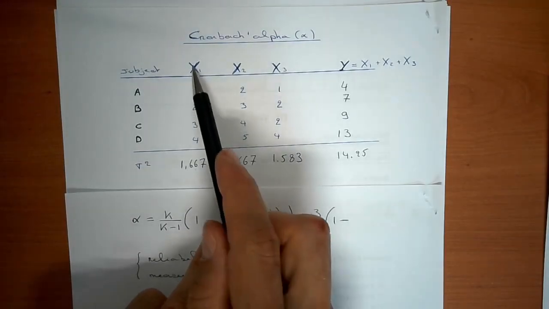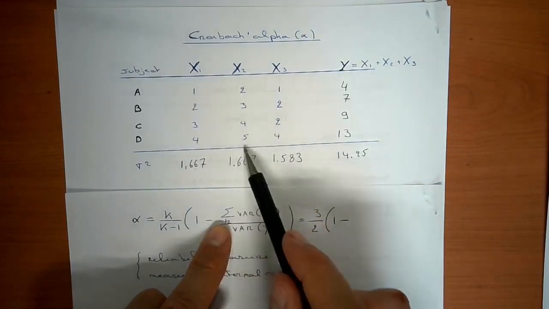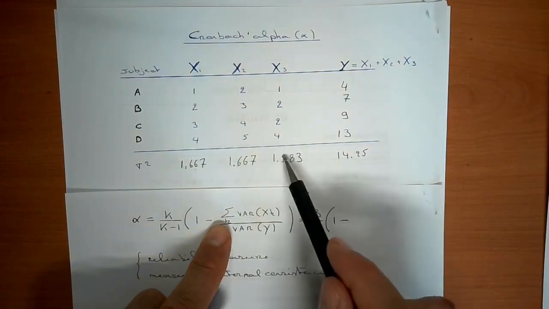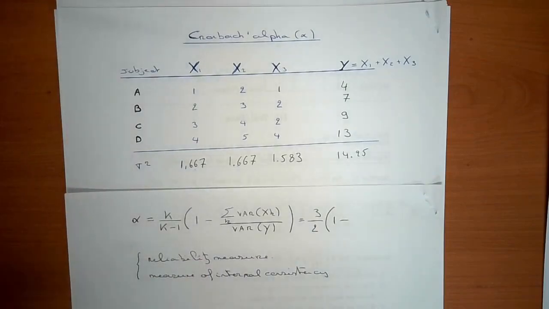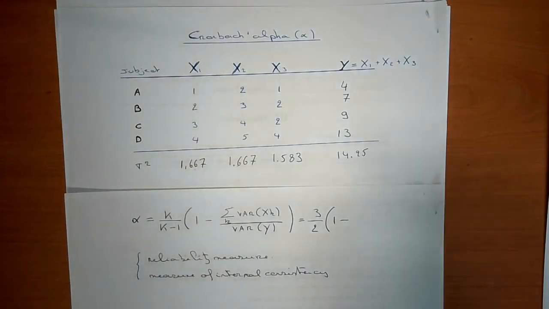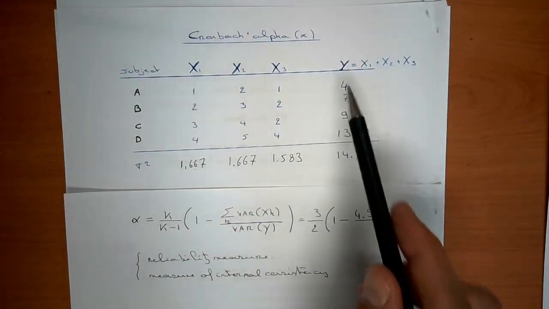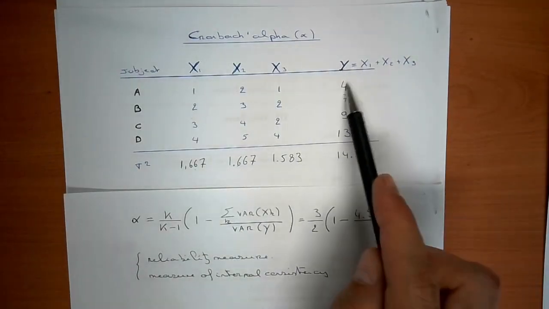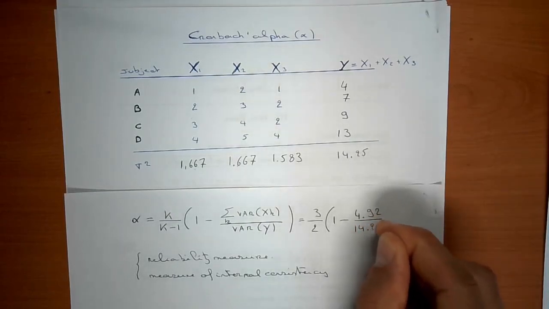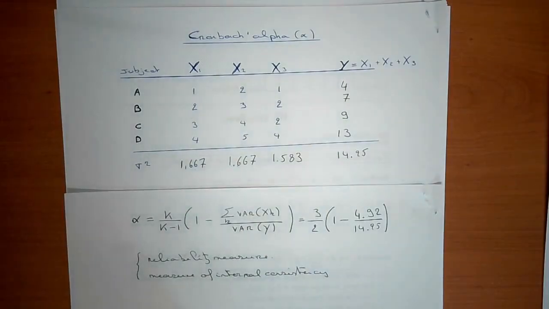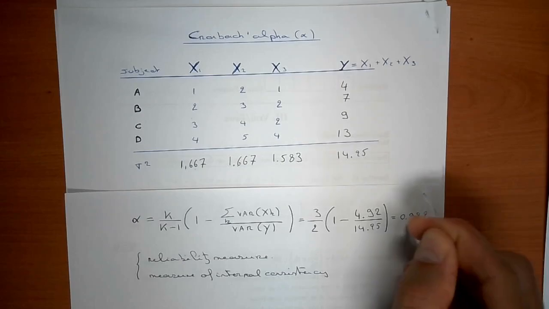So for every question, for x1, you compute the variance, which I've done here, which is 1.667. For x2, you compute the variance. For x3, you compute the variance, and you take the sum of these 3 things. I've done this before somewhere, so let me check, right? It's something like 4.92. And then you divide by the variance of the sum, the variance of 4, 7, 9, 13, which here is 14.25. And if you do this, you get the number, and here the number is 0.982, so that's my alpha.